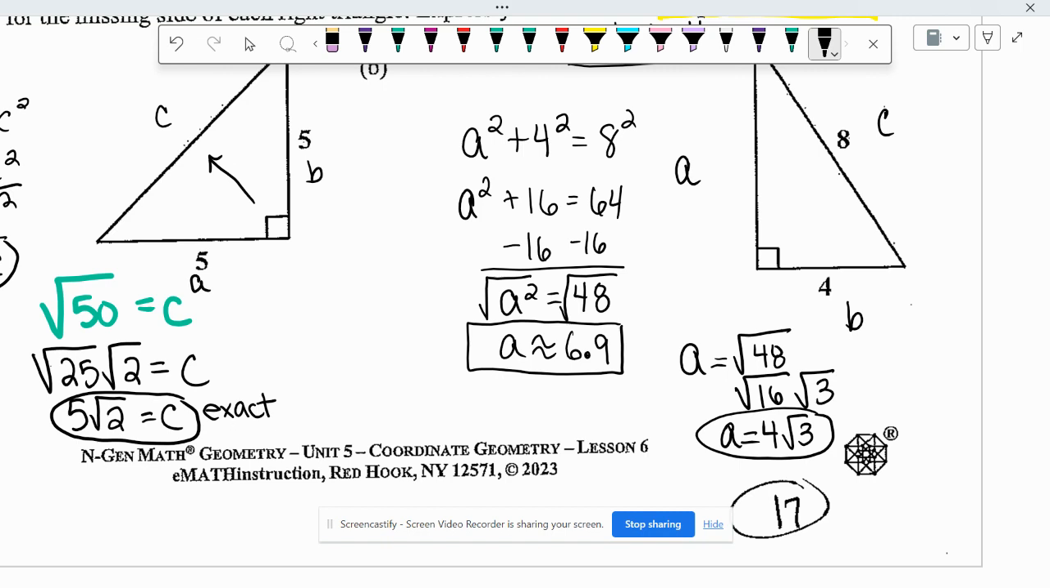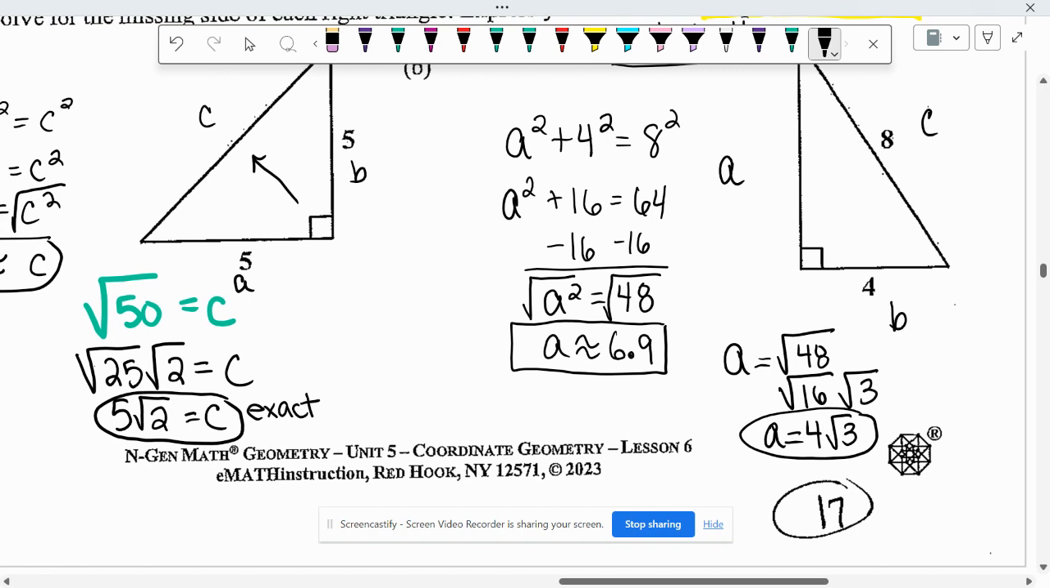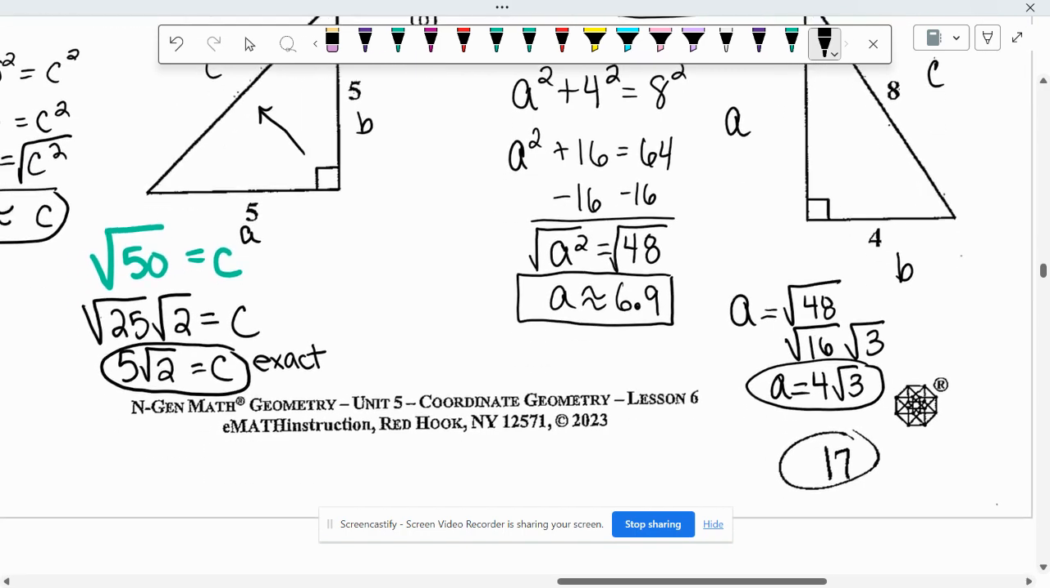Questions? Miss Kanaya, you good? I thought you had a hand up. Do I need to go back up? What do you got? Okay. All right, so I'm going to move on.